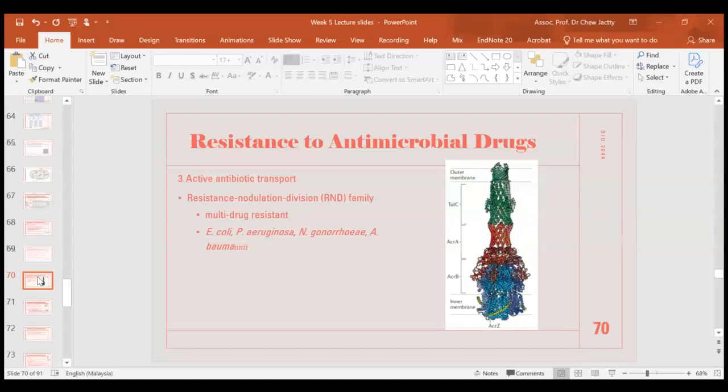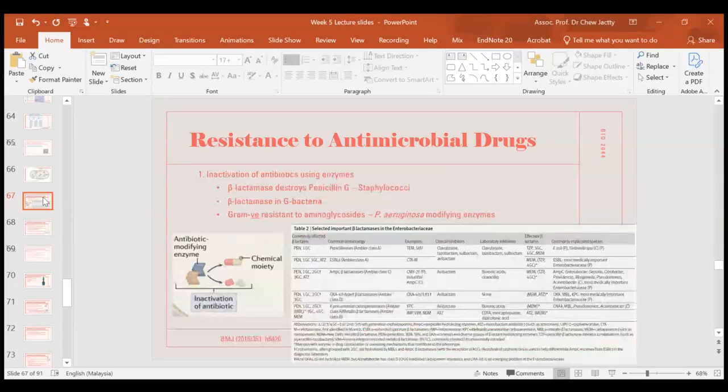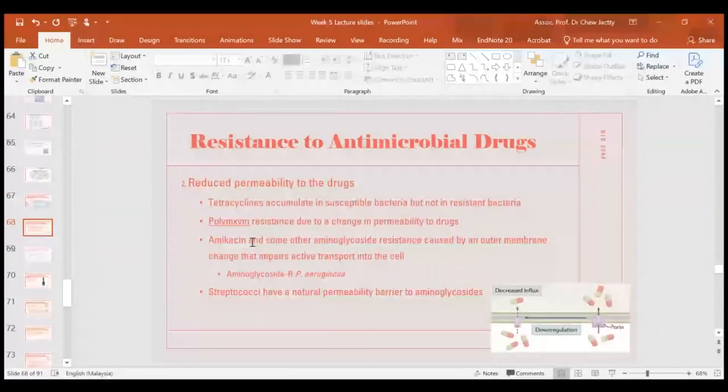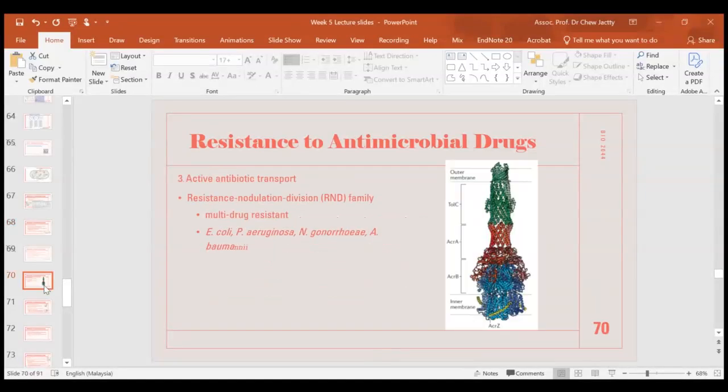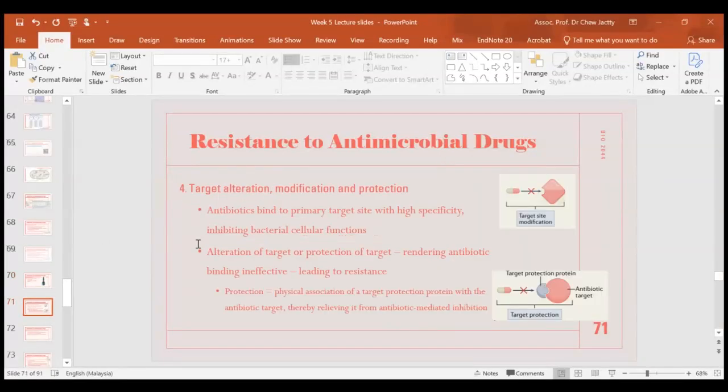cytoplasm to the outside. If you think about what we talked about just now, reduced permeability is one way to prevent antibiotics from going into the cell. But if the bacteria is not able to do that, and antibiotics get into the cytoplasm, some of the bacteria evolve to pump these antibiotics out before they exert antibiotic effects on the bacterial cell. Or alternatively, they can alter or modify the target of antibiotics in the cell, or protect the target of antibiotics so that there's no effect.